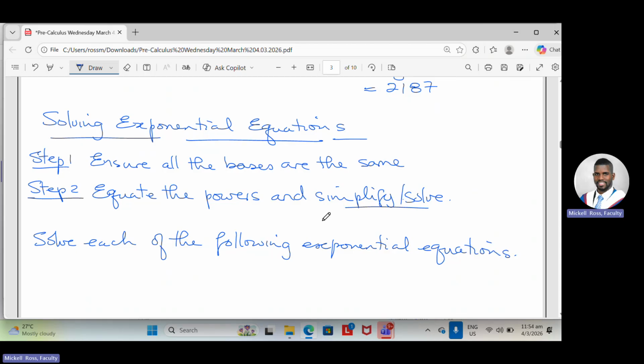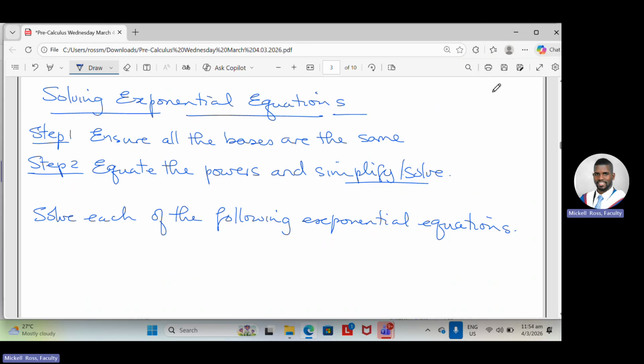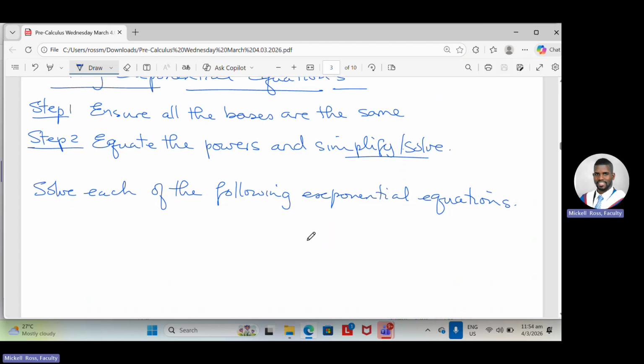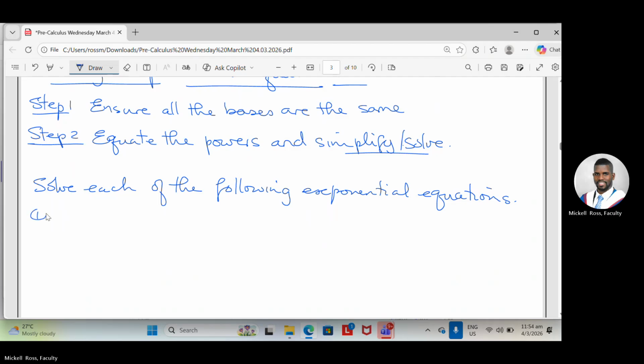So we're going to solve each of the following exponential equations. We know the steps already. One, ensure the bases are the same. And then two, equate the powers and simplify. Take, for instance, we have 3 to the x minus 1 is equal to 27.